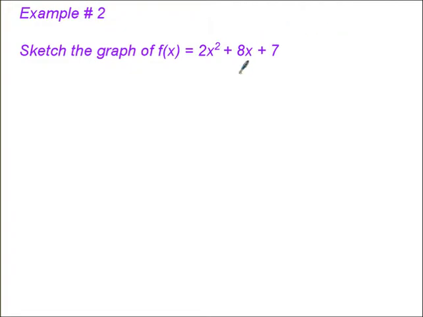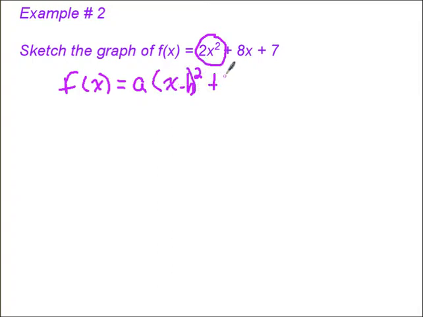Alright, so we want to sketch the graph of another quadratic here, quadratic because of the x squared term. The only problem is this is not in standard form. So my goal is to write something that looks like f of x equals a times the quantity x minus h squared plus k. Alright, in order to do that, we've got to have this part here, x minus h squared. So that's going to require a little work.